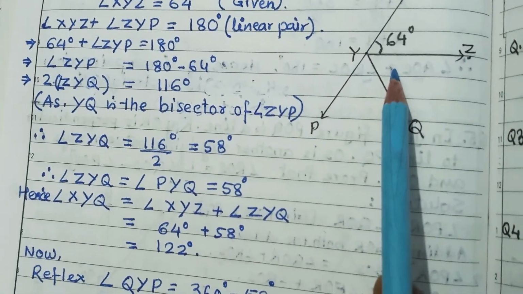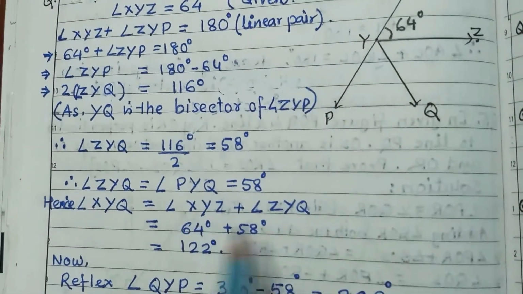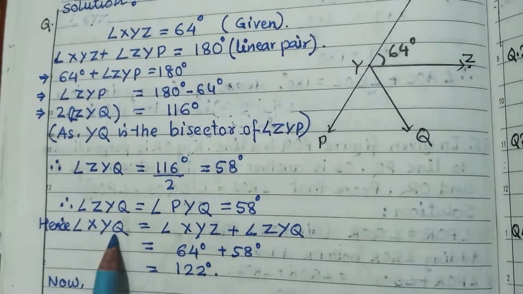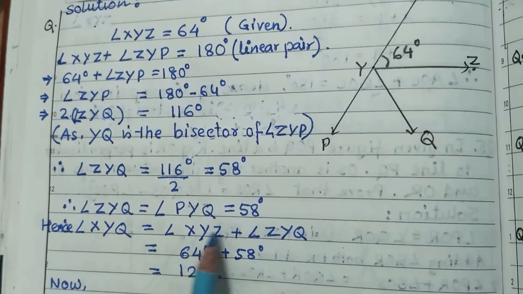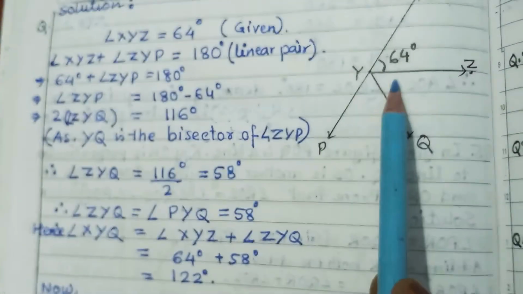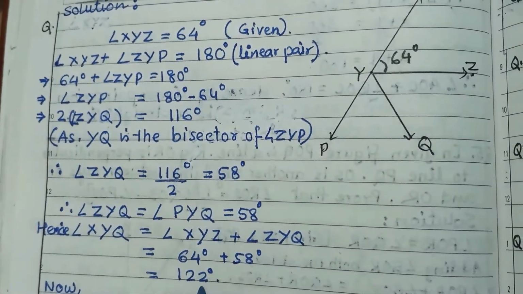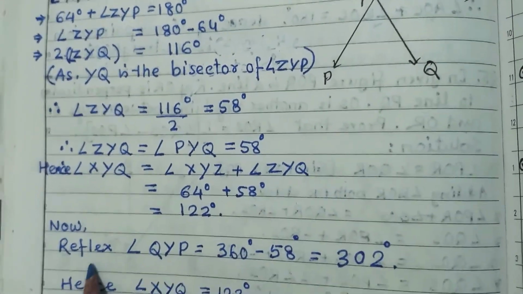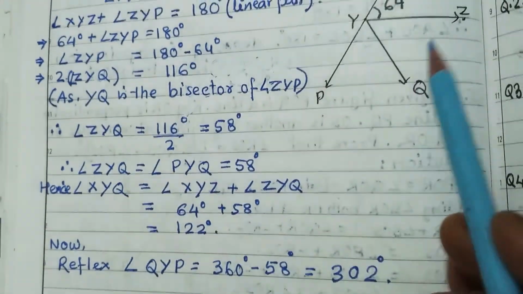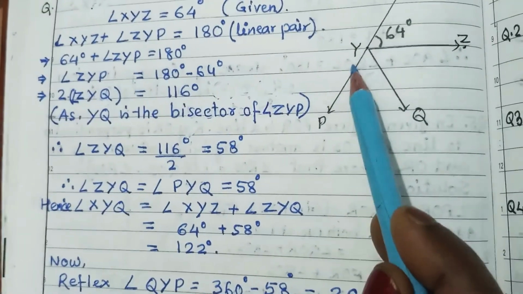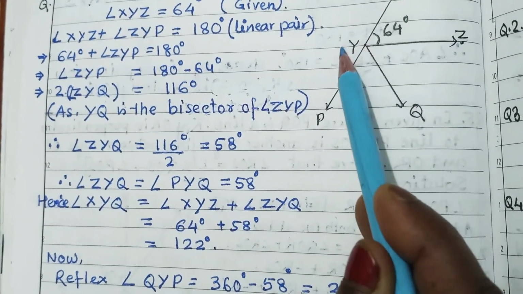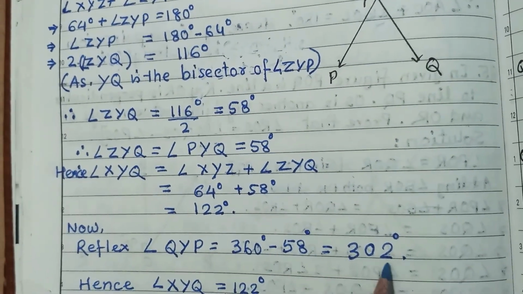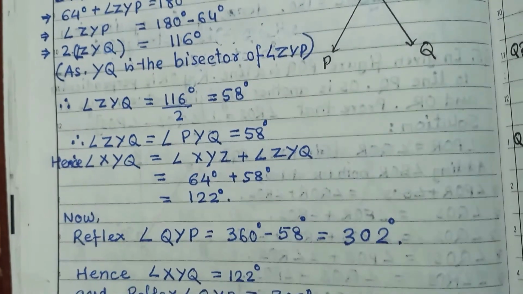Now we have to find out angle XYQ. XYQ is equal to 64 plus 58, and 58 and 64 together is 122 degrees. Now reflex angle QYP, the rest of the part of 360 degrees. So it is 360 minus 58, it is 302 degrees. So these two we have got.